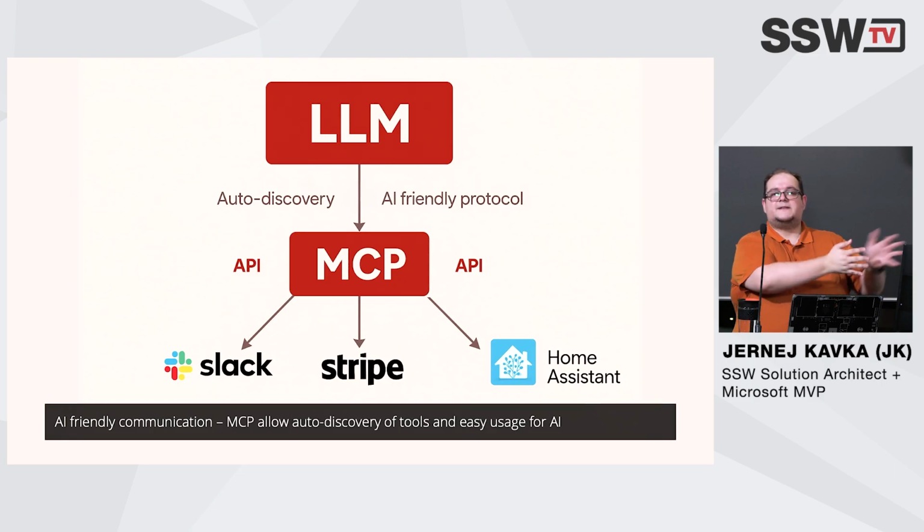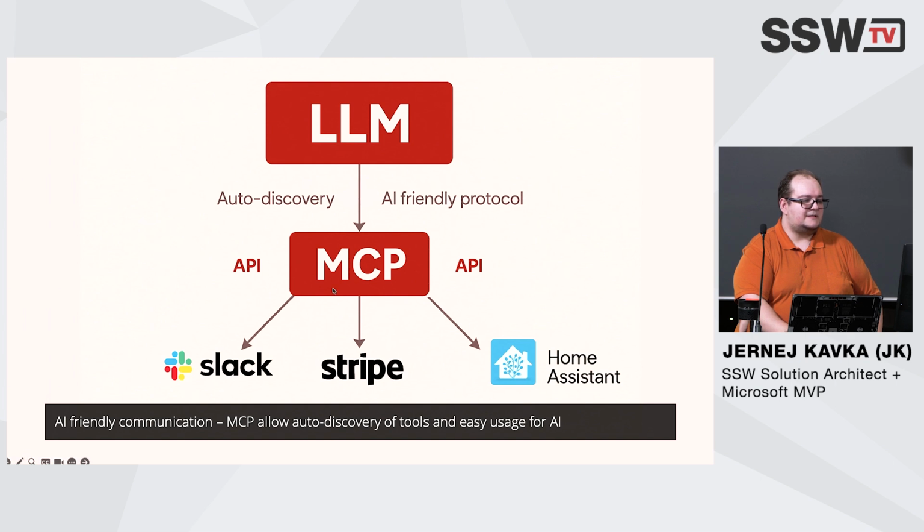So this is roughly how it looks for LLMs with MCPs. We have something in the middle, the MCP server. But this MCP server gives the LLMs the auto-discovery and a friendly AI protocol, which means that we just need to update this MCP for the LLM to be able to communicate with different services. And usually you will have one MCP per service.